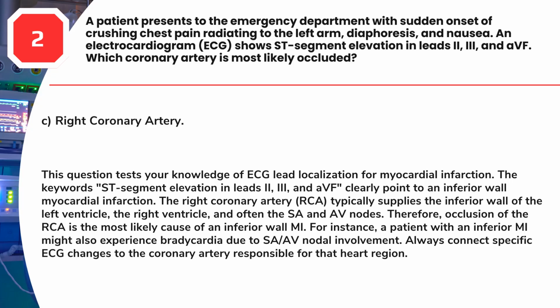Answer, C. Right coronary artery. This question tests your knowledge of ECG-led localization for myocardial infarction. The keywords ST segment elevation in leads 2, 3, and AVF clearly point to an inferior wall myocardial infarction. The right coronary artery, RCA, typically supplies the inferior wall of the left ventricle, the right ventricle, and often the SA and AV nodes. Therefore, occlusion of the RCA is the most likely cause of an inferior wall MI.